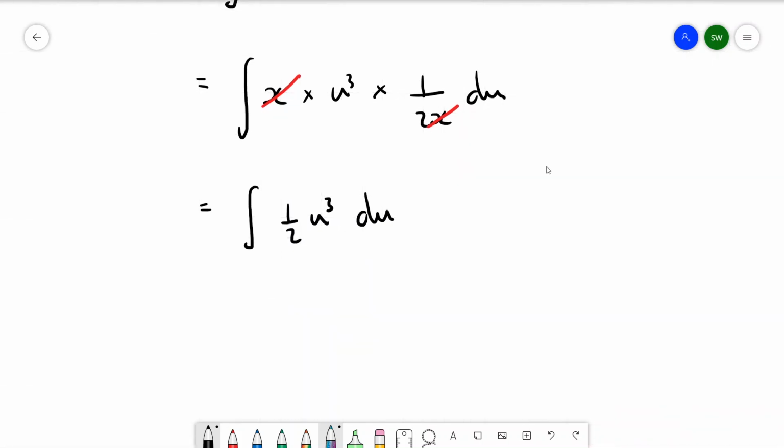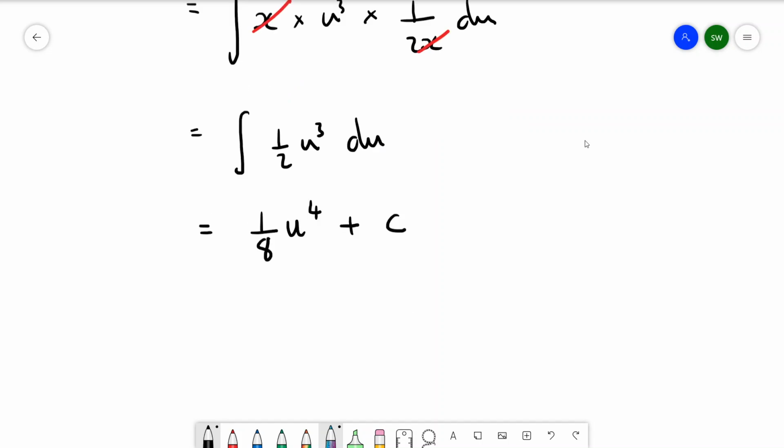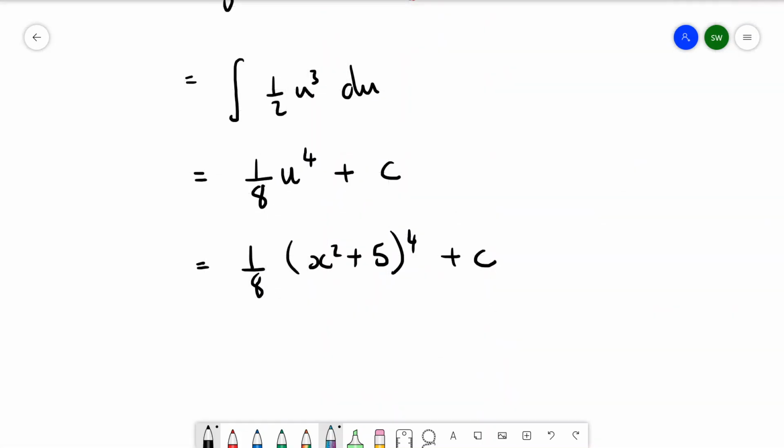And then if we integrate that, we're going to increase the power of u by 1, so u to the power of 4, and then divide by 4. A half divided by 4 is an eighth. And then finally, we just need to replace u with x squared plus 5. And don't forget your constant of integration. And again, you can check that this is right, differentiate this using the chain rule, and check that you get the function that we were integrating.